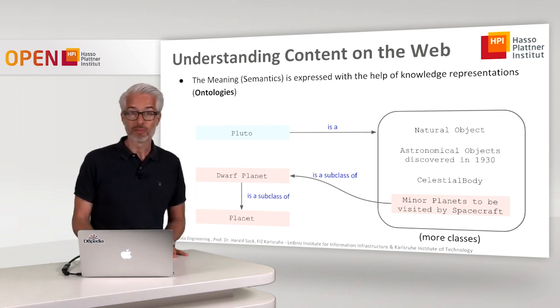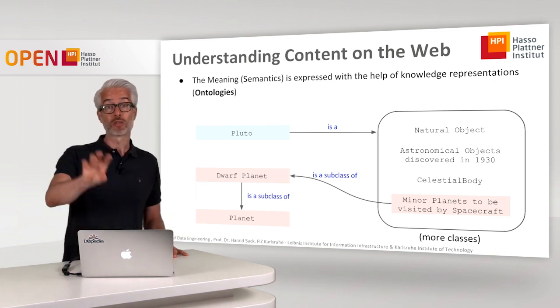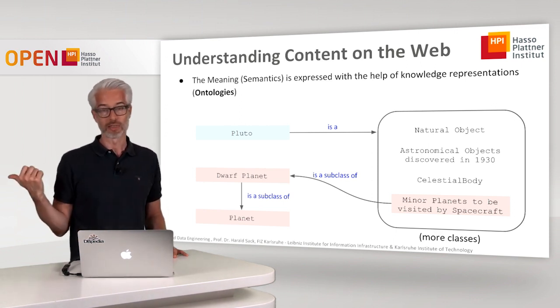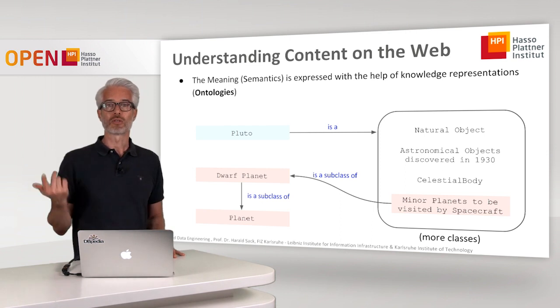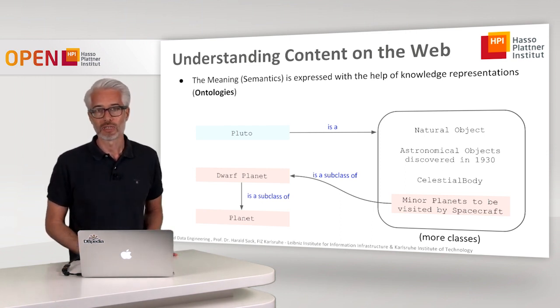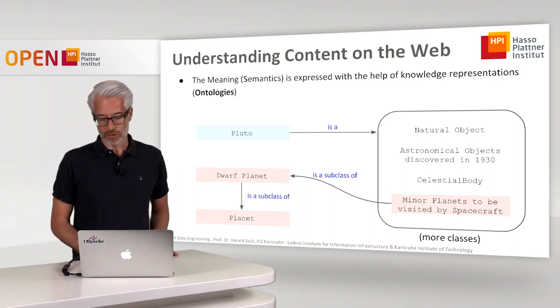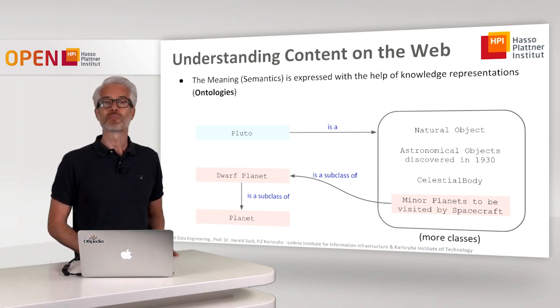Simple example, we have here Pluto, our entity, which belongs to several classes here in this box. So we say Pluto is a natural object, Pluto is an astronomical object discovered in 1930, it's also a celestial body, and it was in a class which was called minor planets to be visited by a spacecraft.